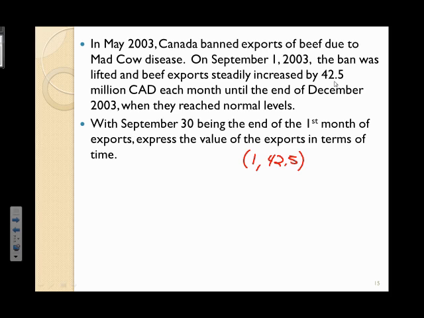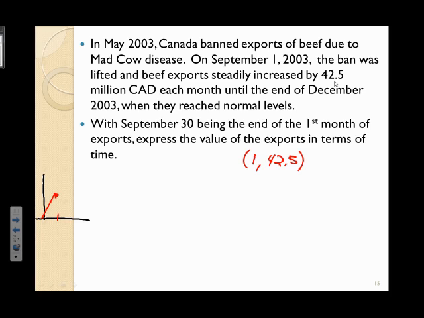So if we wanted to graph this, we have a graph over here. We know at the end of the first month, it was up here at 42.5, and before this, it was 0. I missed the origin there a little bit, but you have the idea.